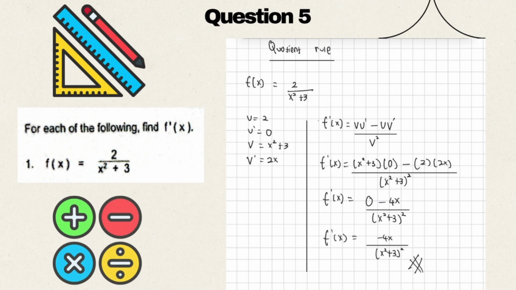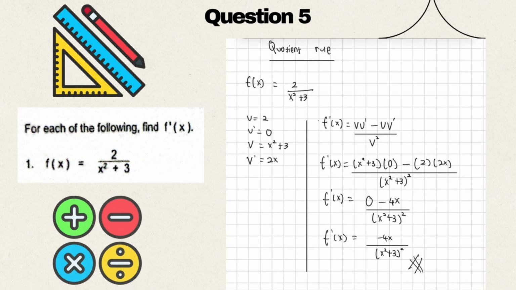The quotient rule tells us that if a function is structured as f of x equal to u over v, its derivative is given by the formula f prime of x equal to v times u prime minus u times v prime over v squared. A good trick to remember the order of the numerator is the classic calculus rule: low d high minus high d low over the square of the bottom.